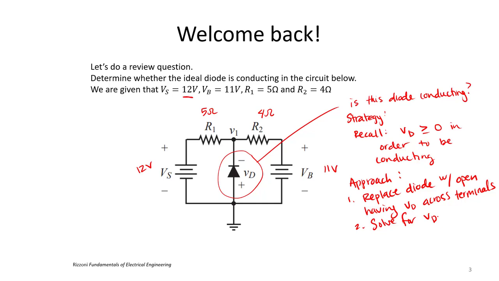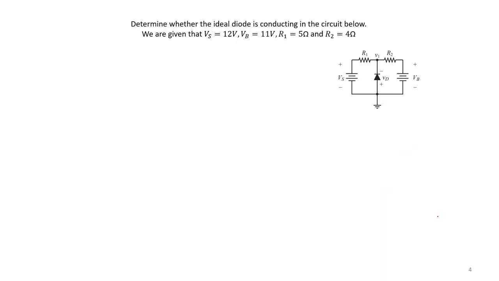You'll see that when we solve for VD, we'll actually be able to use node analysis and some of our basic DC circuit techniques. So let's give this a try. Let's go ahead and try that approach, where we replace VD and the diode with an open circuit. And so in this case, we'll get something like this.